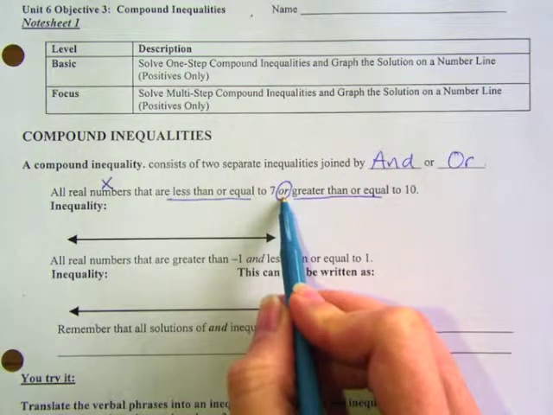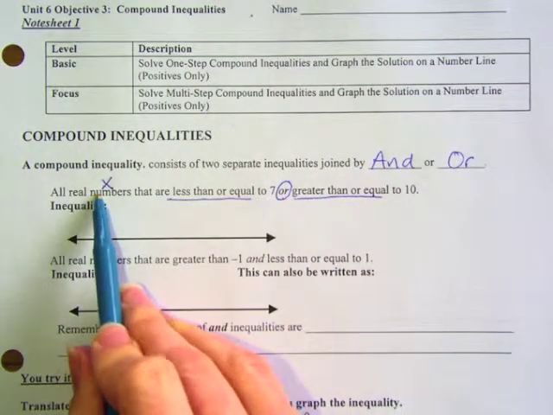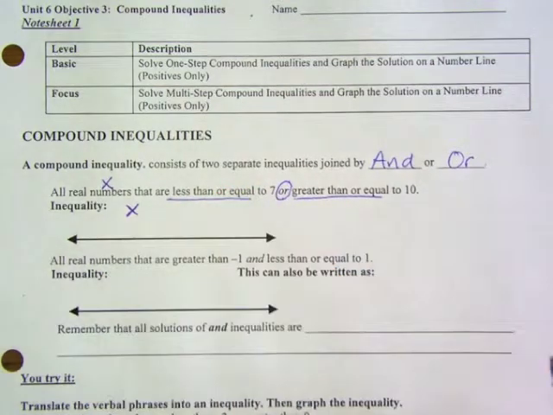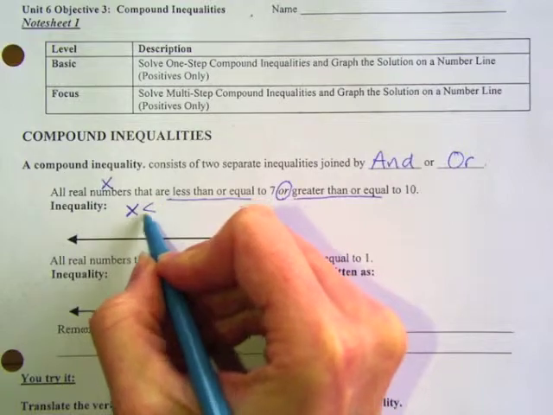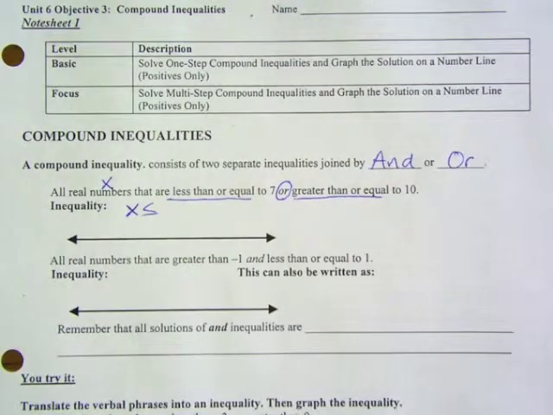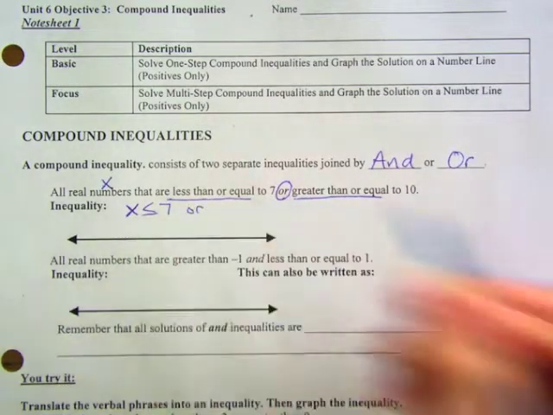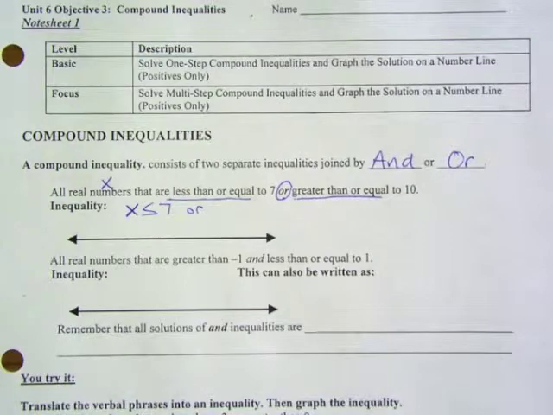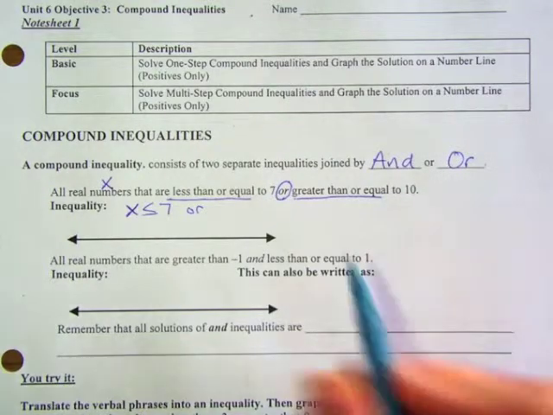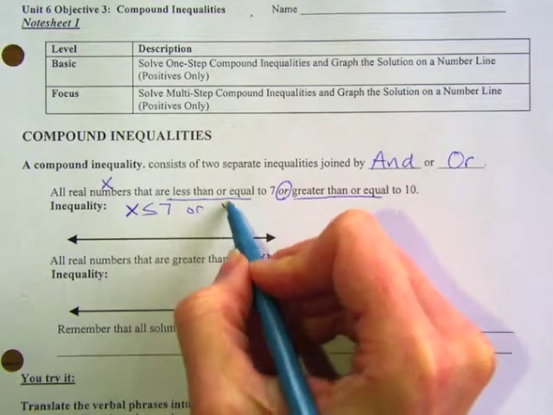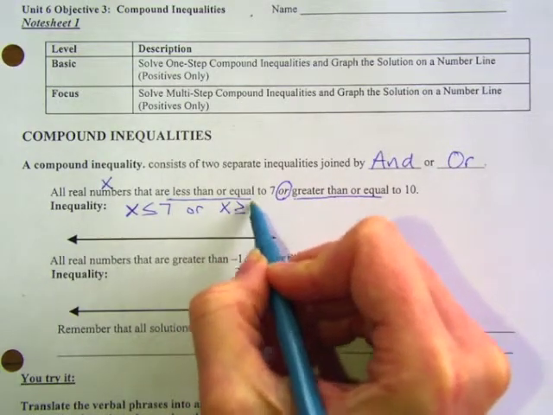We see the word or, and that word or is going to be in our compound inequality. We have the first part, the real numbers that are less than or equal to 7. So that is written as x is less than or equal to, remember that's our L, and in this case 7. That's our first part. Then we have the word or, and we need to put that word or in our compound inequality. Without the or, that is not a correct statement. Then we want these same real numbers to be greater than or equal to 10. So that same x, but greater than or equal to 10.